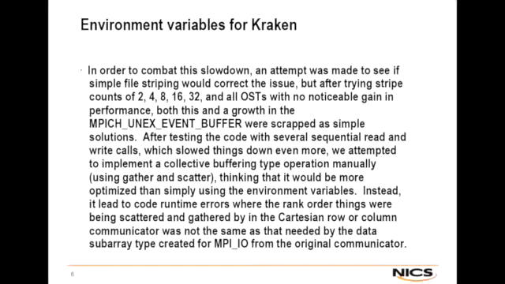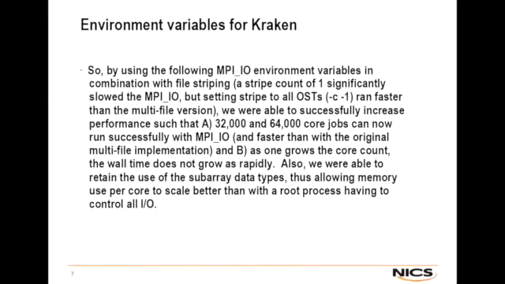We changed the MPICH unexpected event buffer, which is saying, you know, here's extra room if things come through that you weren't expecting. Let's not run into swap or cause issues with the contiguous memory. None of that stuff helped. And so it actually became very obvious that what we really needed to do was collectively buffer, that the single process solution and the file per task solution were no good. And so what we needed to do was find a happy medium. So we did set the stripe count to all OSTs, which is -c -1. Now we can run the 32,000 and 64,000 core jobs successfully with MPIIO and faster than the multi-file implementation.